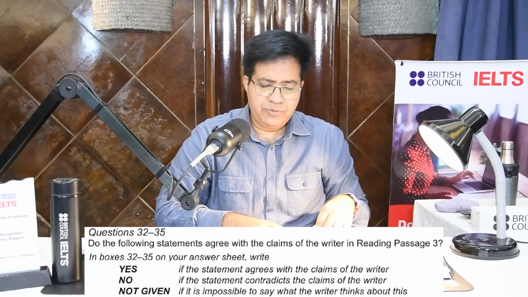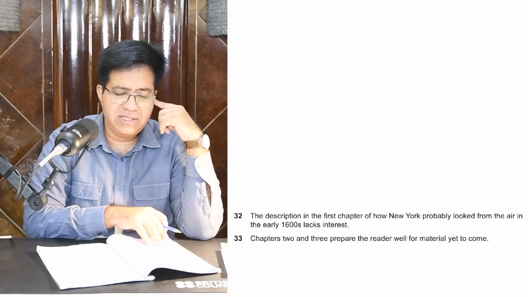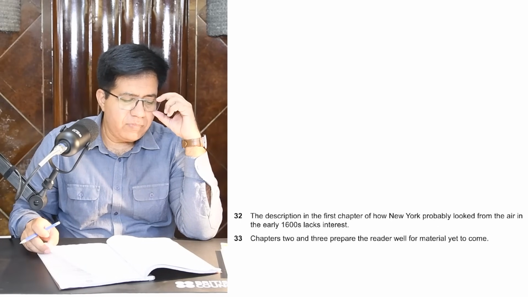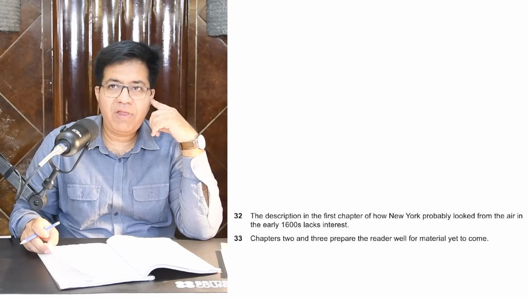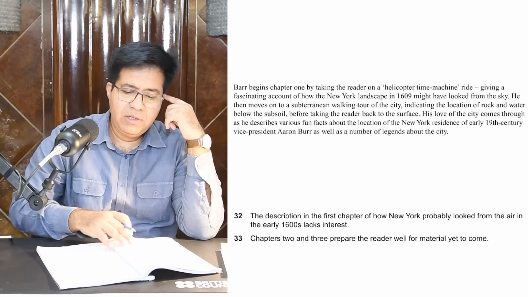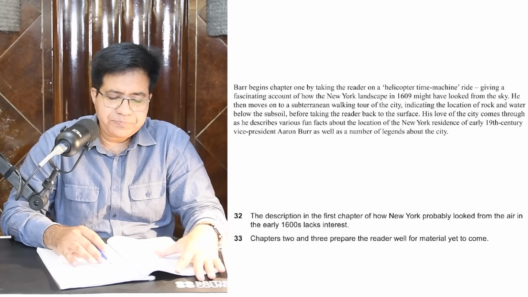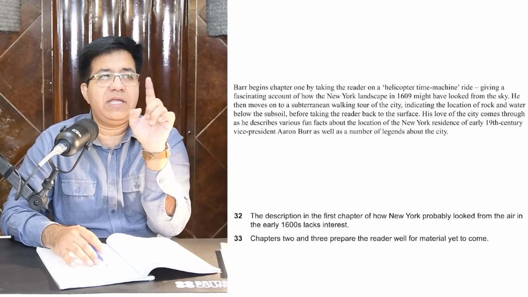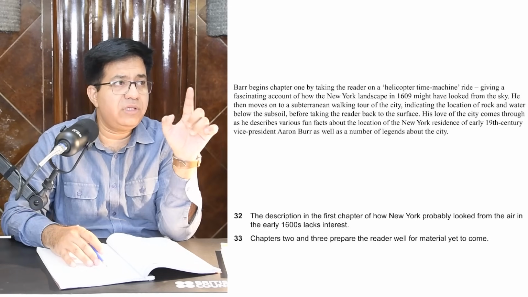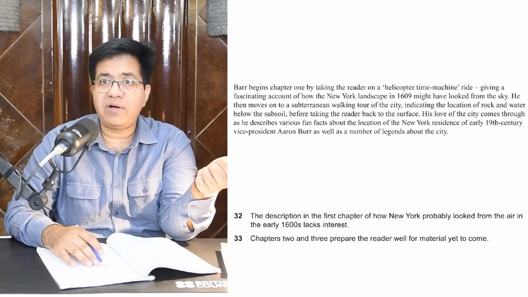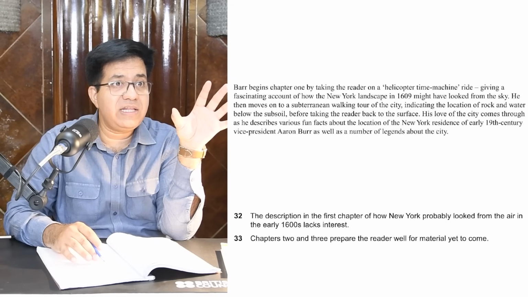Question number 32. Description in the first chapter. Now the clue word is first chapter. Where is that? Not first paragraph. Second paragraph. First chapter is there. This is called clue word. Okay, now let's read. Now we read the question carefully. Description, and one more thing. Unless you are clear about the question, you should not read the passage. You will waste your time, okay? We need to see what to read in the passage.